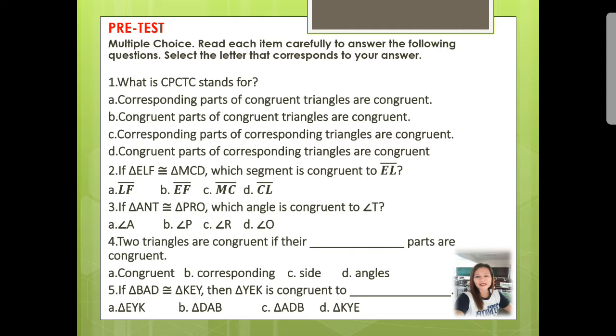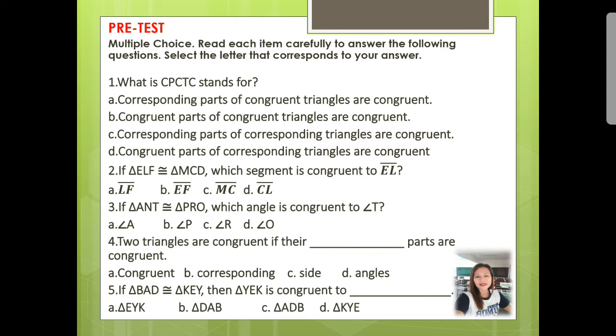Number 4, two triangles are congruent if their blank parts are congruent. Letter A, congruent. Letter B, corresponding. Letter C, side. Letter D, angles. So the answer for number 4 is letter B, corresponding.